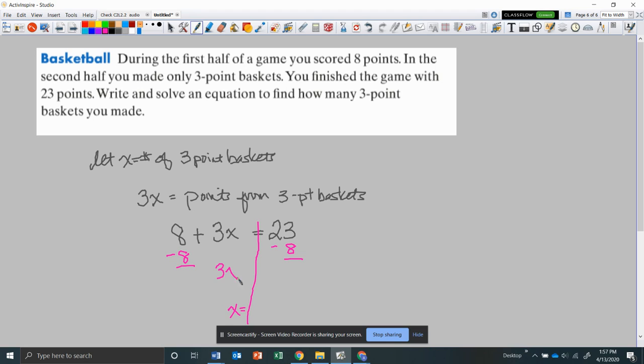So I've got 3x equals, I believe that's 15. Now I'm going to divide by 3. Remember, whatever you do to one side, you do to the other side. And so I've got x equals 5. So I made 5 3-point baskets.